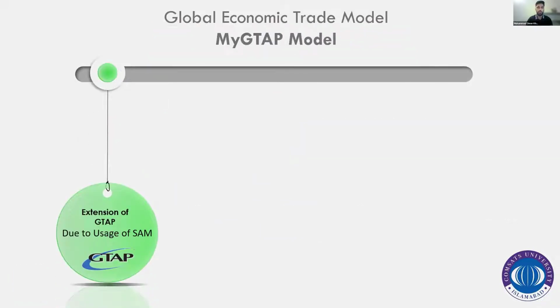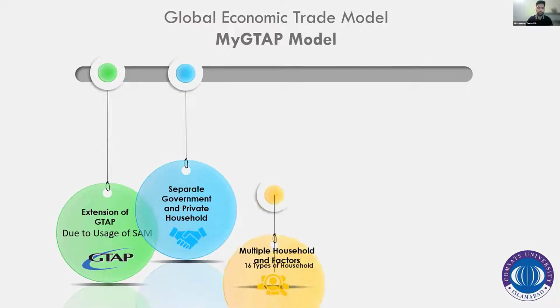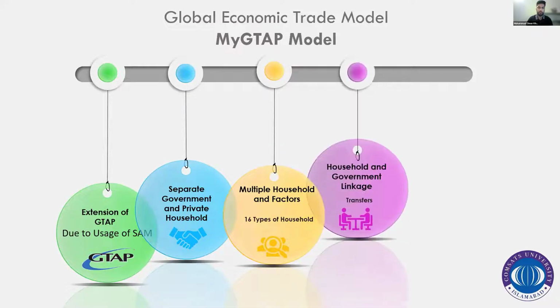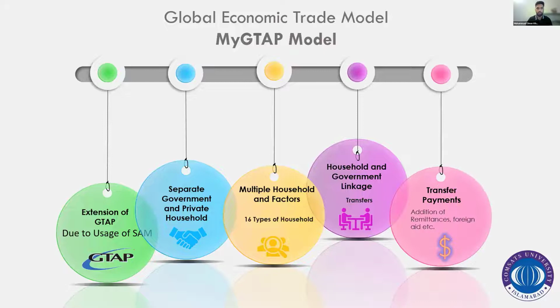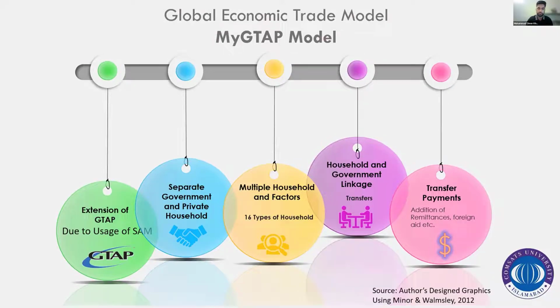At the same time, the difference between the standard GTAP model and the MyGTAP model is that in the GTAP model we use a social accounting matrix, whereas in MyGTAP we have separate government and private households, and there is a linkage between household and government income or transfer of payments. Like we know from where the payment is coming and where it is flowing, and for which commodities.